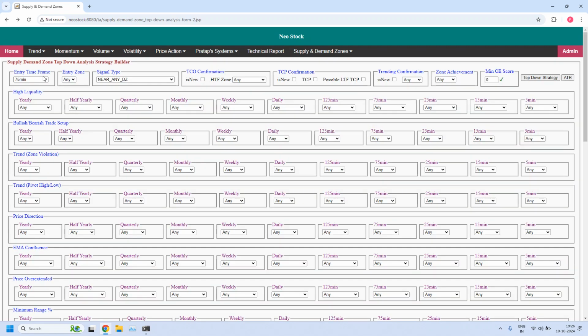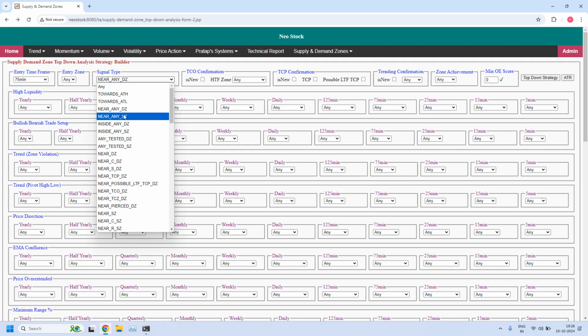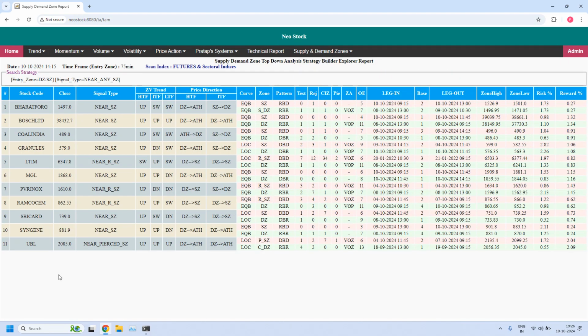So next, for 75 minutes time frame, let us find the stocks near 75 minutes supply zone. 11 stocks are filtered. Let's identify high liquidity supply zones, if any. And this is pierced. LTAM is pierced, so not valid. And the PVR Inox high liquidity supply zone. Ramco Cement is having high liquidity supply zone. That's it. We identified 2 high liquidity supply zones from 75 minutes time frame.